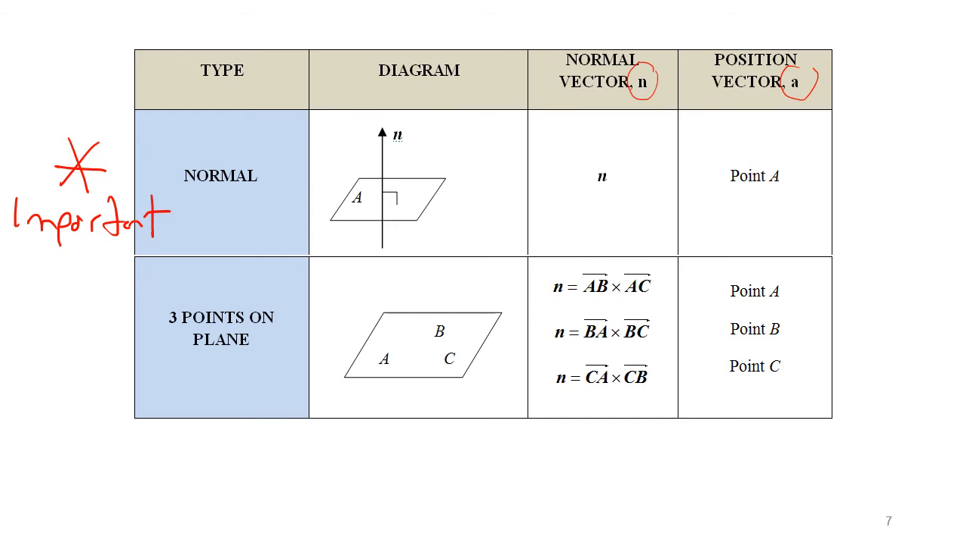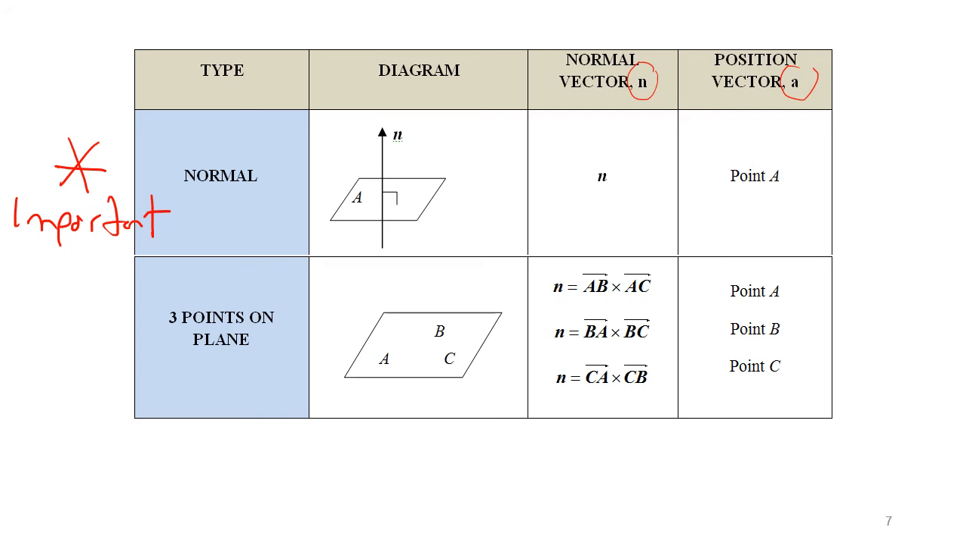Right, so let's say the first one, the basic one. The plane is given a point and also a normal to the plane. So straight away we know N will be vector N and point A will be position vector A. Okay, this is very straightforward. Usually we don't come across this situation. The situations are at least a bit more difficult. This one is very easy.